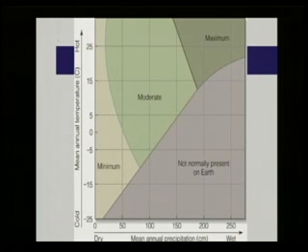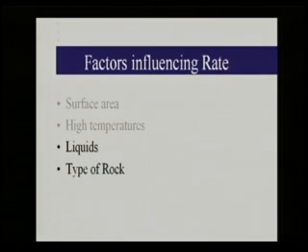And here you see a summary graph. Note that not only does this graph look at temperature, and that is on the y-axis, cold at the bottom all the way to hot climates up at the top in centigrade degrees. You also see this is plotted against the precipitation, dry climates versus wet climates. And you can see that cold, dry climates have minimal weathering compared to hot, wet climates. So again, liquids, or the amount of precipitation, also influences the rate of weathering. Type of rock is also important.